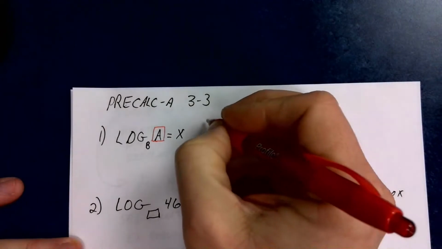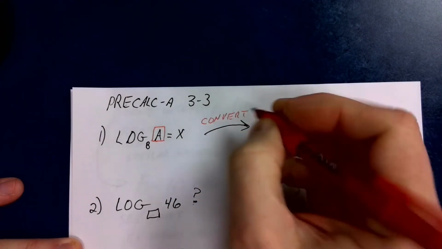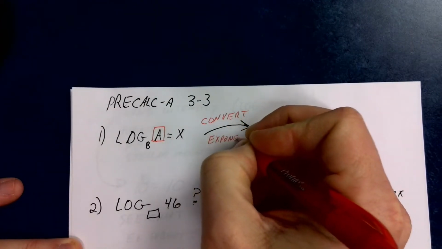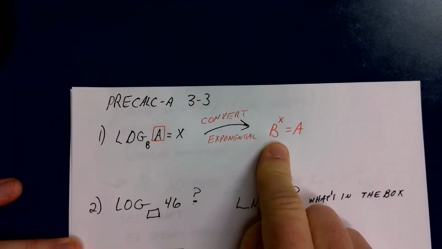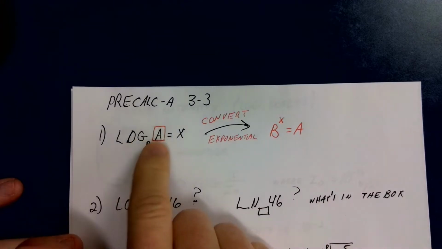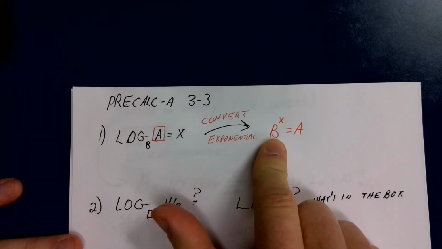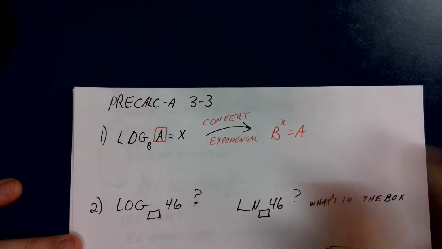So converting to an exponential equation will make these so much easier to understand when we go through some of this stuff. Good deal. So when I say the log of a base b equals x, what I'm really saying is: if I take the base, to what power equals that a.